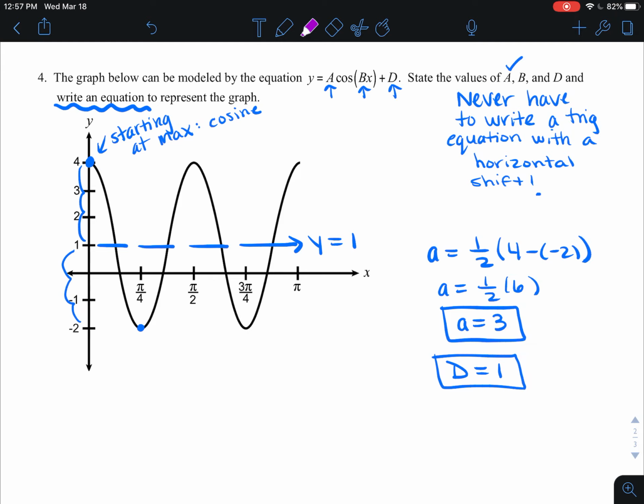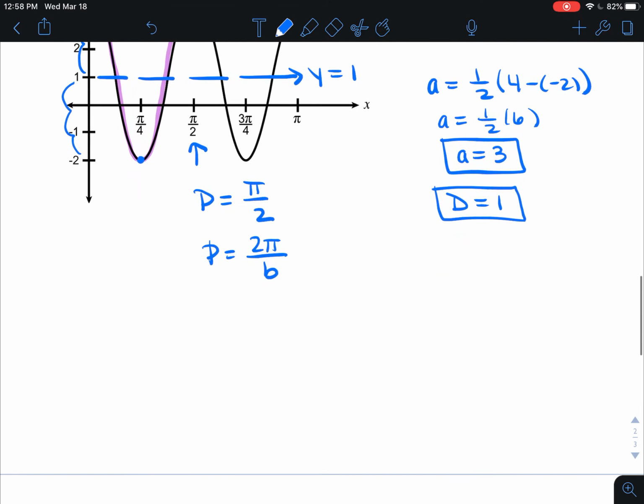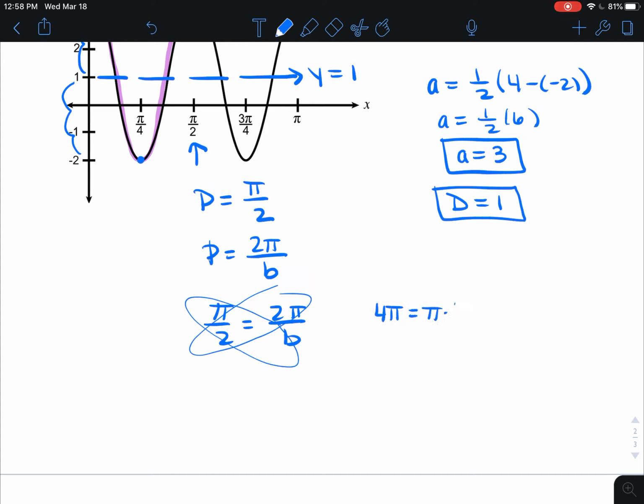So from a graph, especially if you don't see 2 pi on the x-axis, it's always easier to identify the period, because if you can see one cycle, you can always identify period. So this graph finishes its first cycle at pi over 2, which means that's the period of this graph. And remember, we also have a formula for period, which has frequency in it. So if I'm looking for B, let's set up an equation now. Pi over 2 equals 2 pi over B. And let's solve. Okay, so we get 4 pi is equal to pi times B. Divide away the pi to get that this frequency is 4.